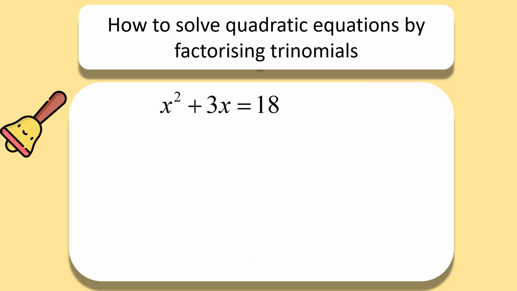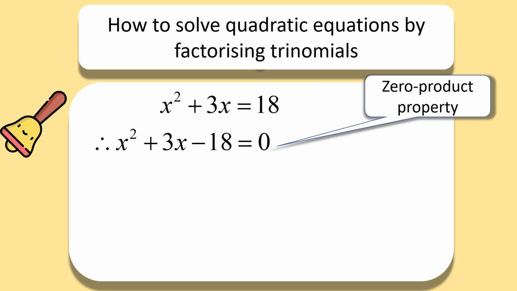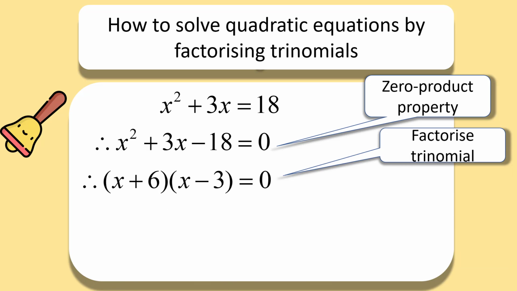Write this example down and try for yourself before you look at the answer. Use the zero product property. So you subtract 18 from both sides so that the left side is equal to 0. Now let's use factorization. Do you see the negative 18? So the product of those two numbers must be negative 18. And the sum of the two middle terms must be equal to 3x.